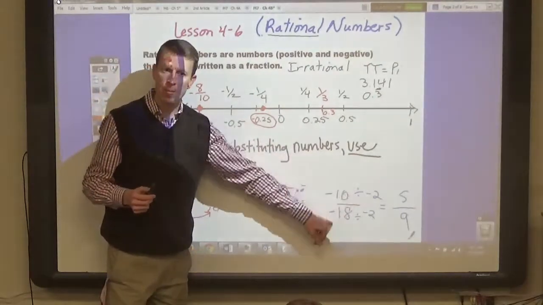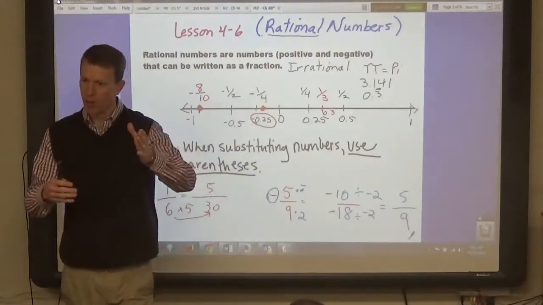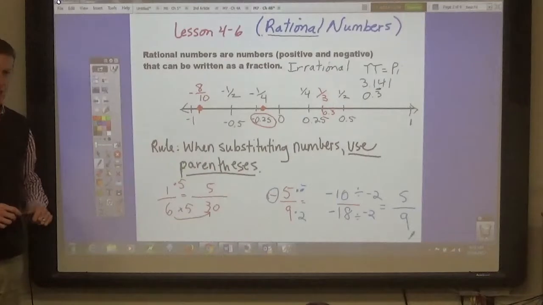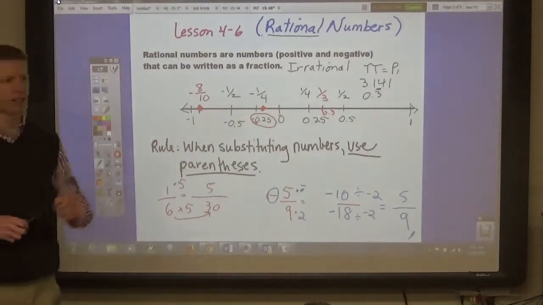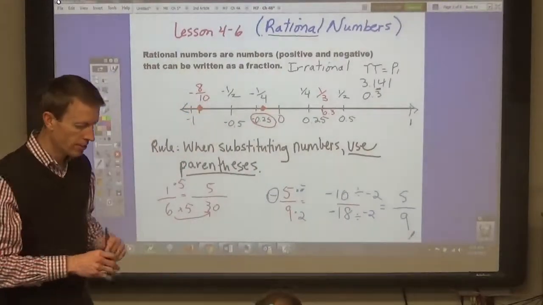So if you have the same number on the top and the bottom, you can cross them out or reduce them, okay? Any questions on that with fractions? A negative over negative is a what? It's a positive fraction, okay?